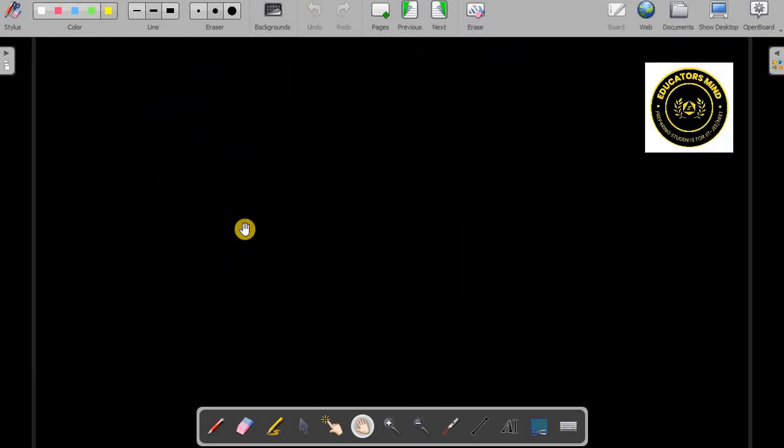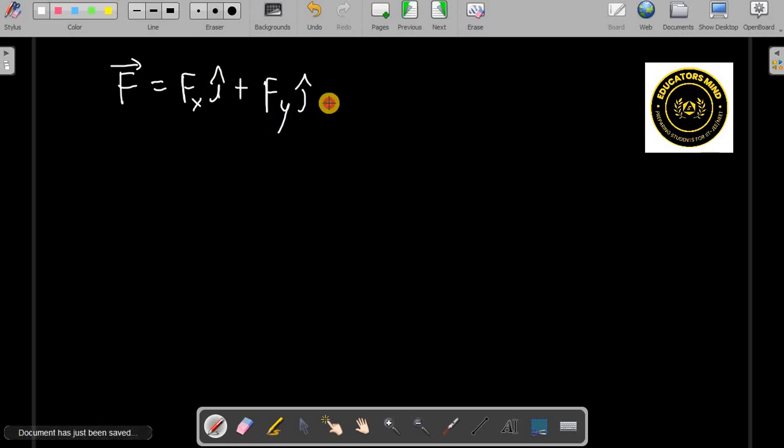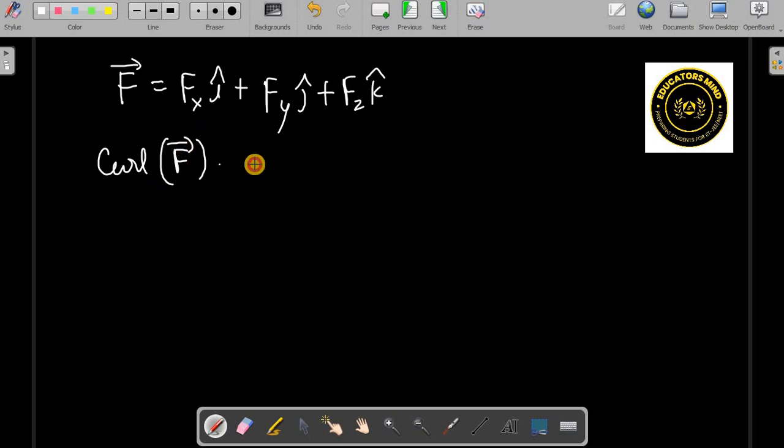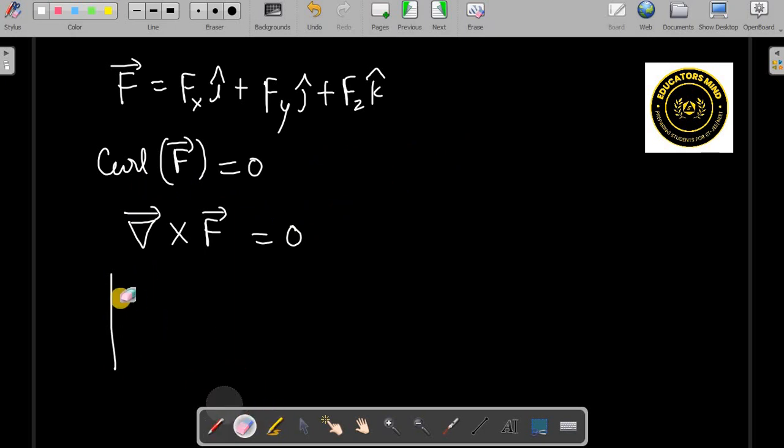Okay, now let us understand how to identify conservative and non-conservative forces. Suppose there is a force vector given, which is Fx i cap plus Fy j cap plus Fz k cap. Then the curl of the force should be 0. Now what is curl? Curl means it is del cross F vector. This is called curl. It should be 0. What is the del vector?